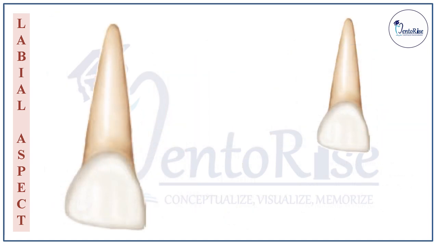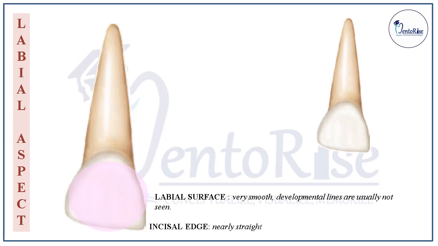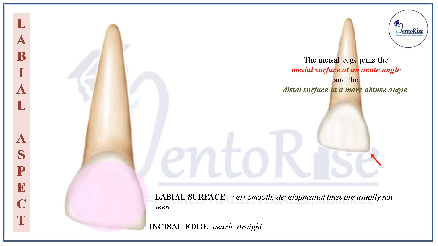The other features of primary maxillary central incisor are: the labial surface of this tooth is very smooth, developmental lines are not usually seen, the incisal edge is nearly straight, the incisal edge joins the mesial surface at an acute angle and the distal surface at a more obtuse angle, the root overall is cone shaped with even and tapered sides and has a flat surface.